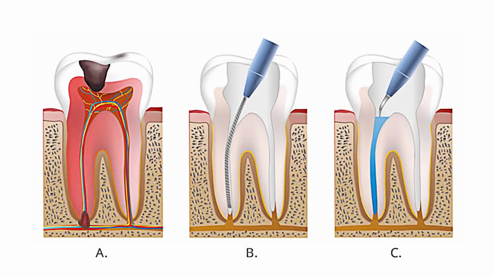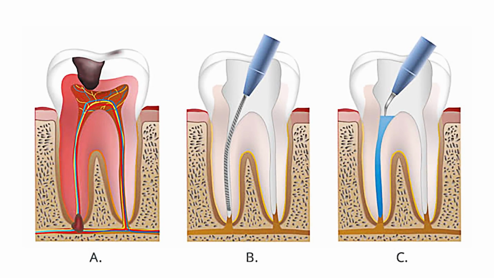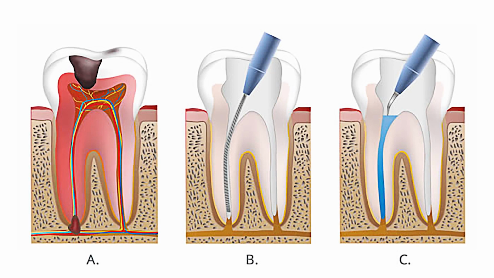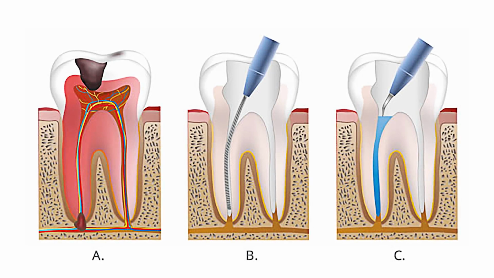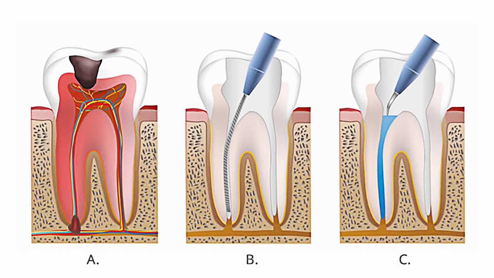Once all these canals are found, they're all cleaned and shaped using a series of files. Sometimes a dentist will use a motor handpiece. Actually, usually that's what dentists use nowadays, a handpiece that has a file on it that will shape all these canals. The dentist will also put some irrigants in these canals. So these irrigants are what help clean out these canals.